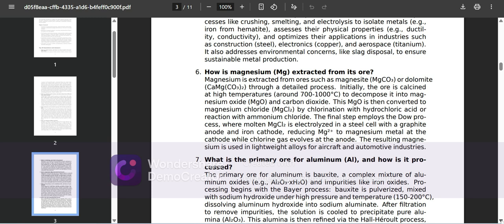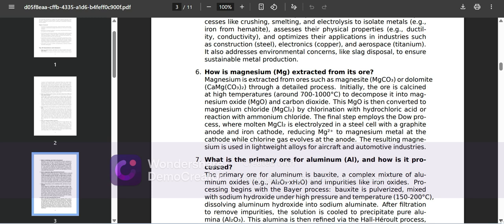How is magnesium extracted from its ore? Magnesium is extracted from ores such as magnesite, MgCO3, or dolomite, CaMg(CO3)2, through a detailed process. Initially, the ore is calcined at high temperatures, around 700 to 1000 degrees Celsius, to decompose it into magnesium oxide and carbon dioxide.